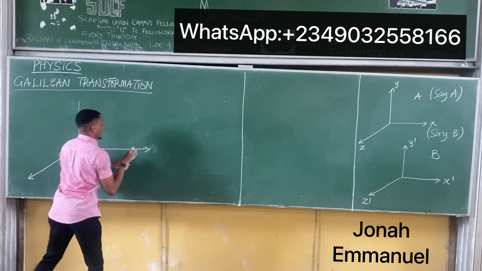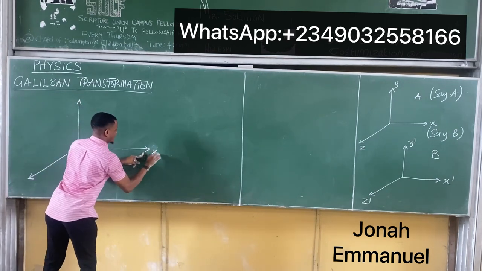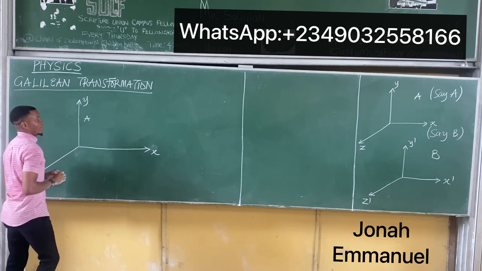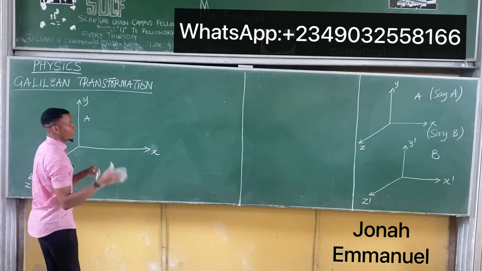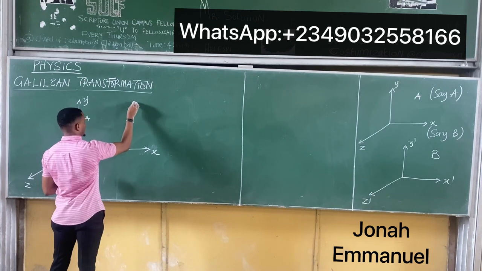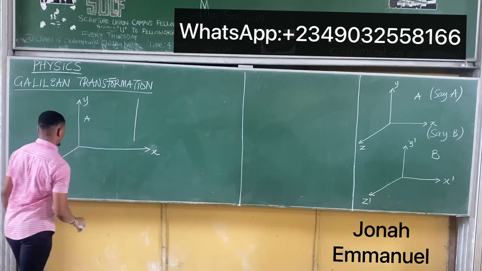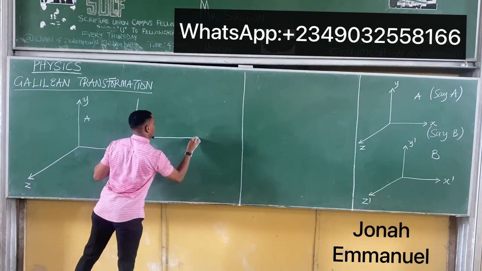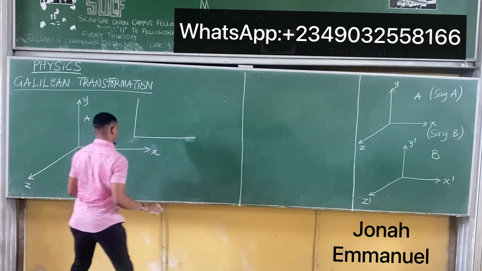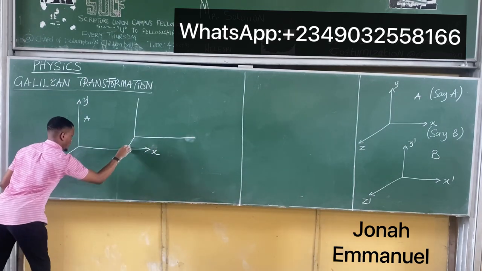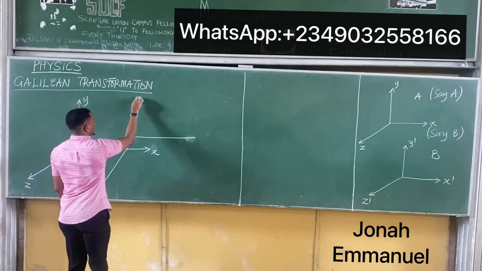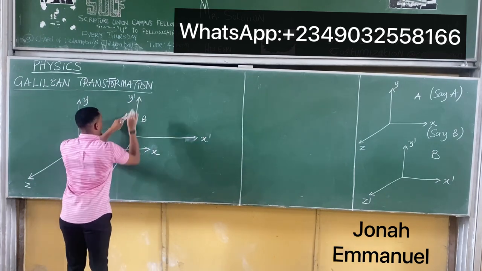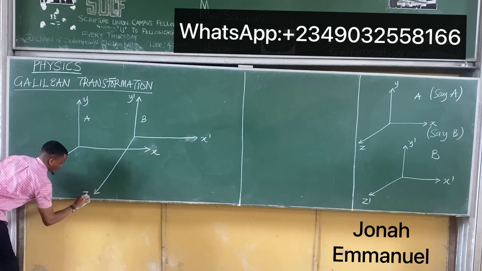So this is X. This is Y. This is Z for body A. I'm referencing B to A. I'll just come here, the same thing, this way. Try to draw them as parallel as you can. So this is B. B becomes X prime, Y prime, and then Z prime. So you have this.